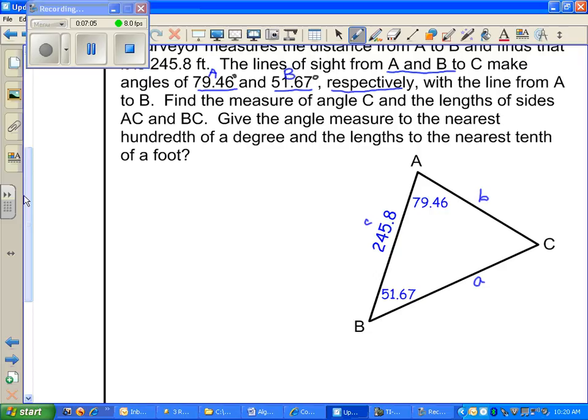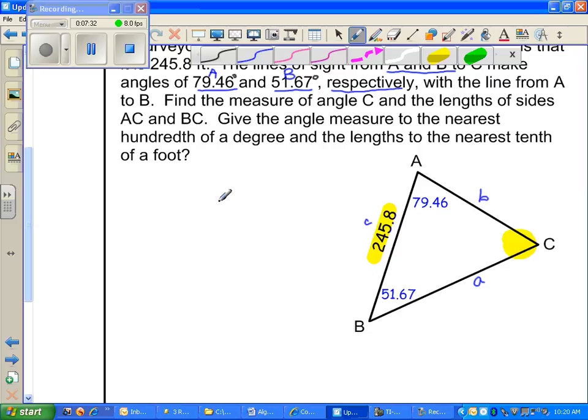So in order to do the law of sines, we must have the angle and the side opposite from each other to start using the formula. So the first thing I need to do is, since I have side C, I have to figure out what angle C is. So I've got 2 angles, and these have decimals on them, so I'm going to use my calculator.